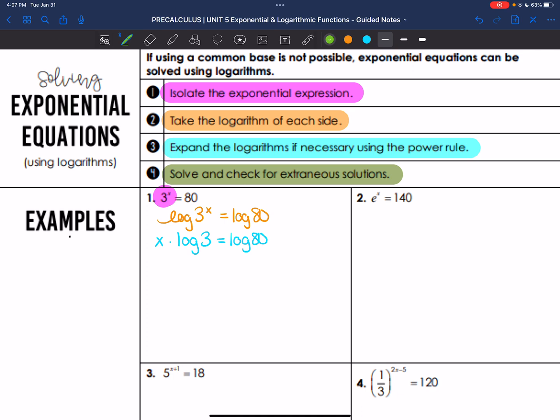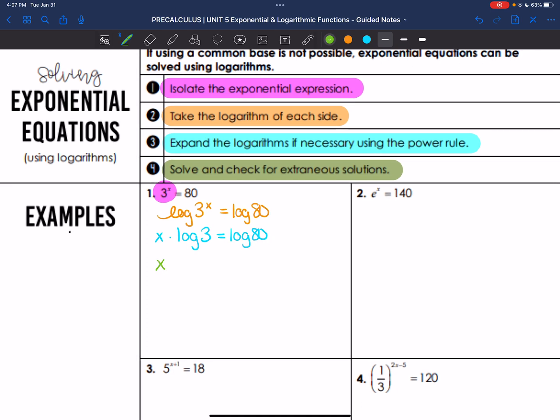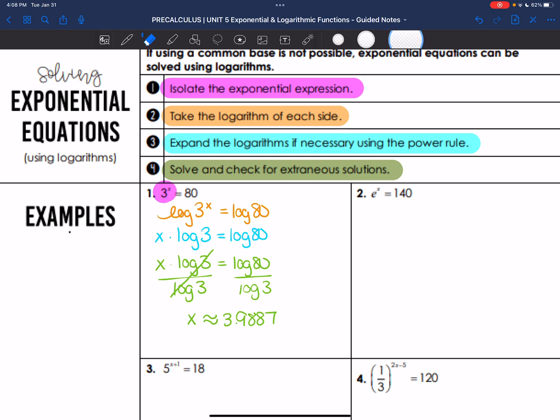Solving for x would mean that we would want to go ahead and take both sides and divide them by log 3 so that we can isolate our x. That gives us x is approximately equal to 3.9887. There you have it, ladies and gentlemen. We are going to want to be rounding to the nearest 10,000th, just like that, as we go. Let's look at another one together.